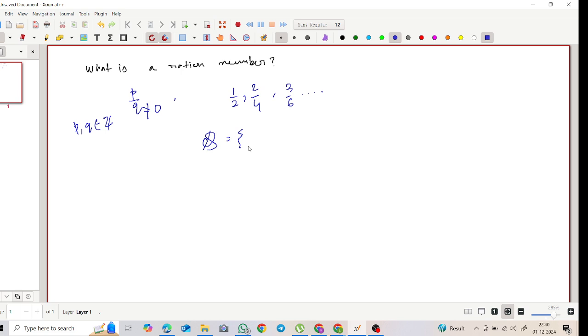So Shubrita is saying that, sir, take this also. But in that case, the problem is 1 by 2 belongs to Q, but 2 by 4, 3 by 6, they don't belong to Q. So what should we do?